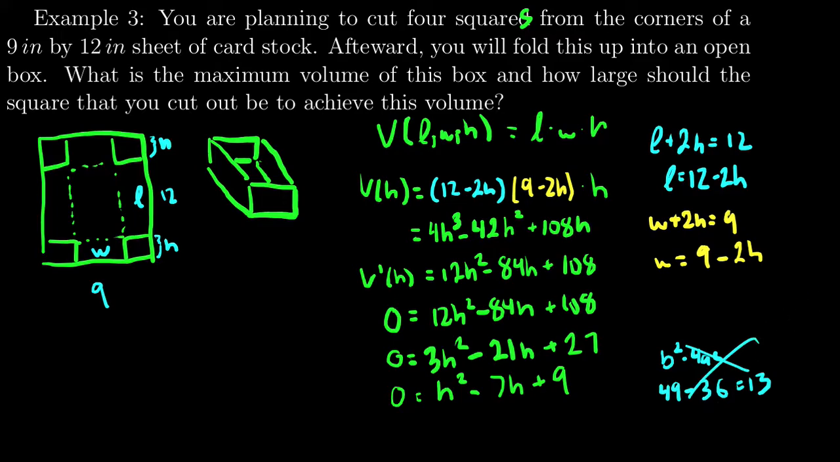So let me flip to a new slide. I have some room to work. 0 equals h squared minus 7h plus 9. So I'm going to have to do the quadratic formula if I want to avoid the calculator on this.